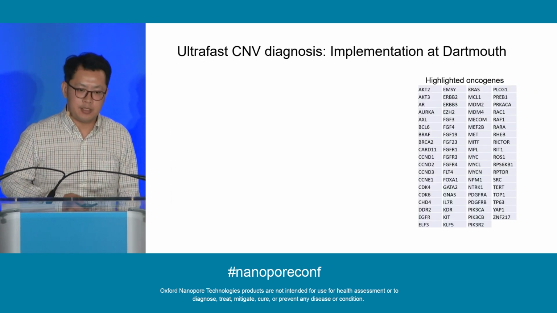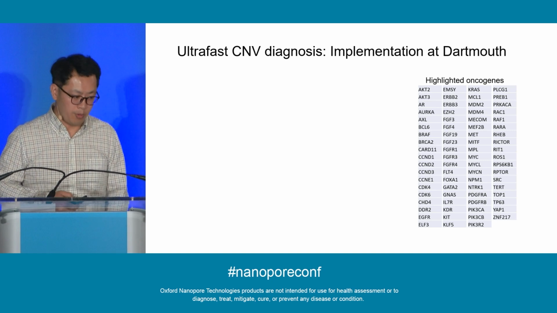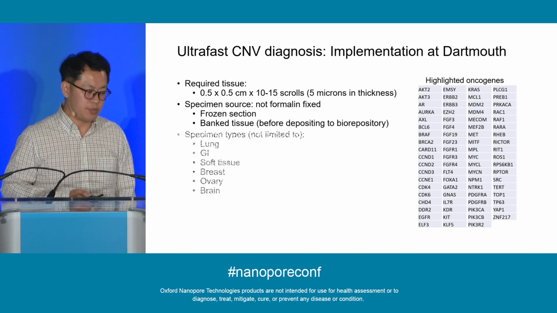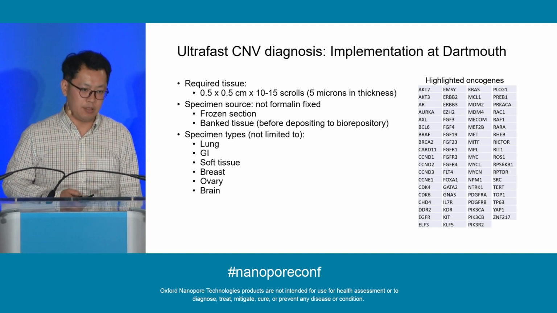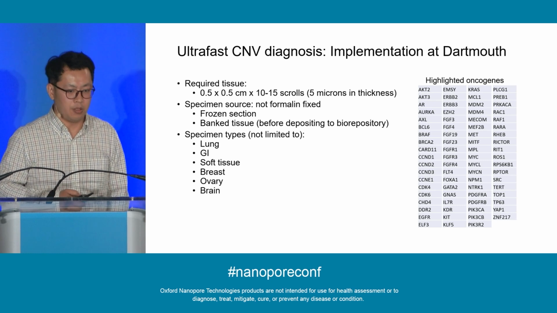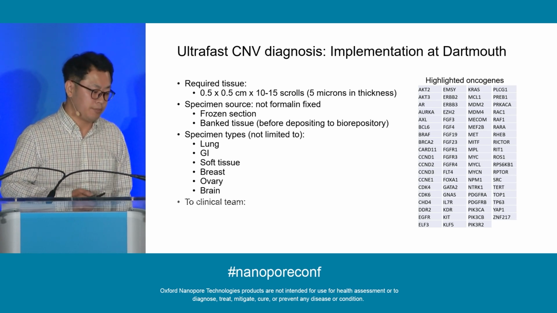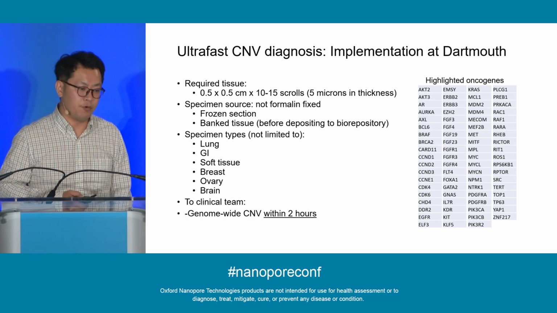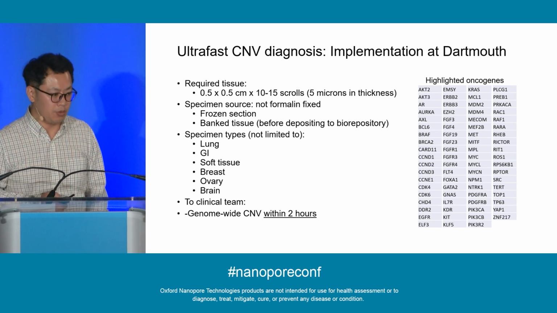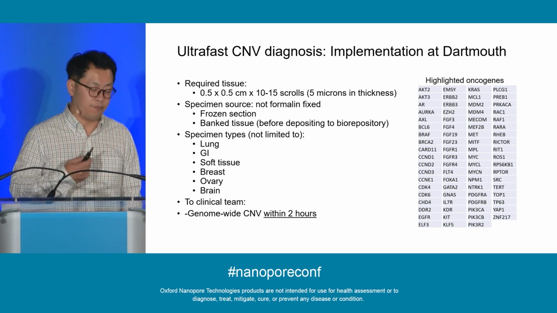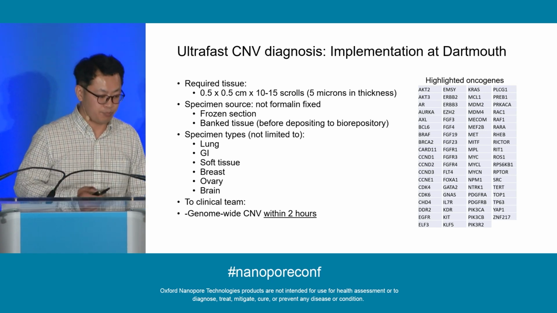We are now doing that for other tumor types at Dartmouth. For all of the frozen tumors that come in, if we have good enough tumor, we will do this copy number alteration. The goal is to give this information back to the clinical team within 2 hours to help with the diagnosis and some of those treatment options.